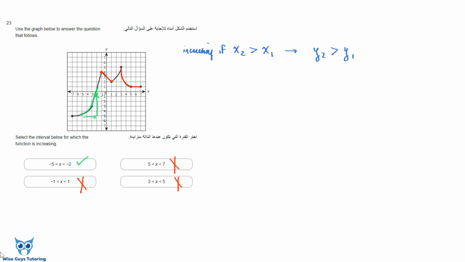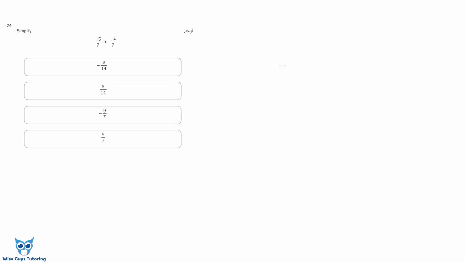Okay, let's do number 24. This one says simplify, and they give us two fractions, -5/7 plus -4/7. So the good news is when you're adding, subtracting fractions, all you need is the denominator to be the same. Whenever the denominator is the same, you can keep that denominator and just add the numerators. So I know that -5/7 plus -4/7 is equal to something over 7. So the denominator is going to stay the same when you're adding and subtracting. So up here what I have is -5 plus -4.